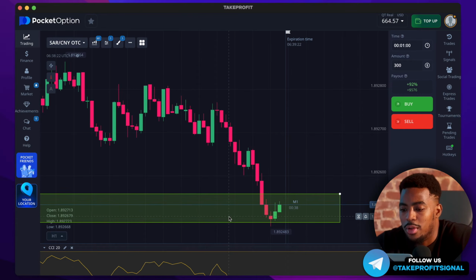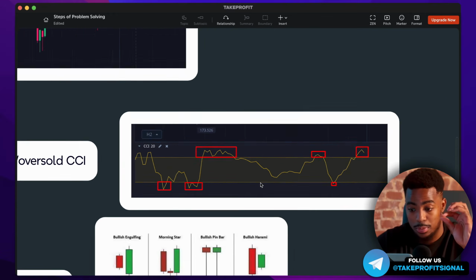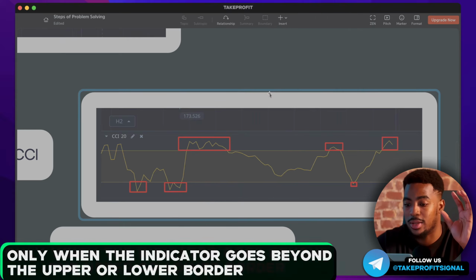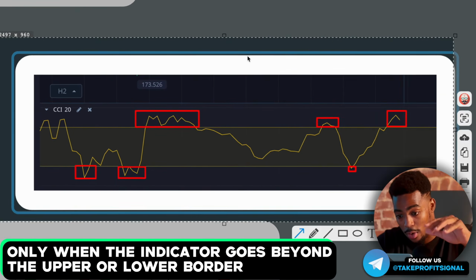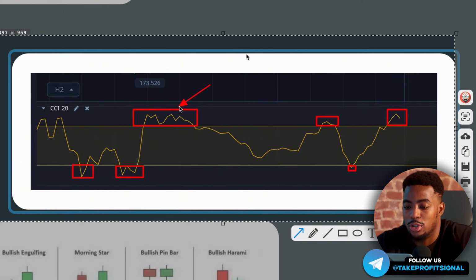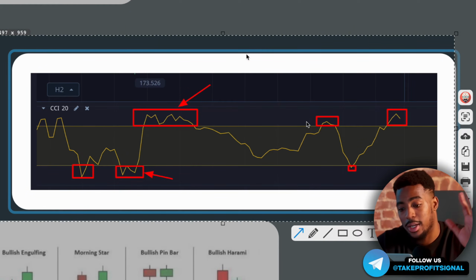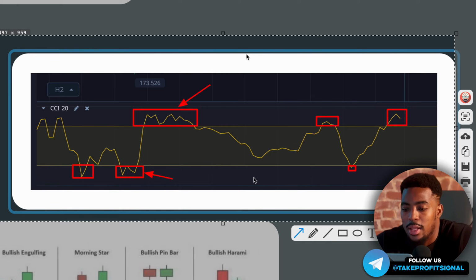Now you should remember a very simple and clear rule. You open trades only when the CCI indicator goes beyond either the upper or lower boundary. At this moment, there is a market imbalance, and the chart may indeed start to decline, or buyers may quickly come in and buy up all offers.